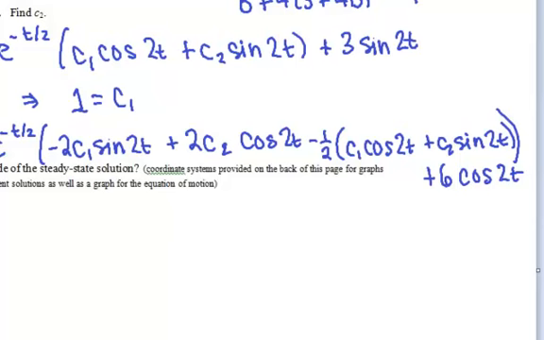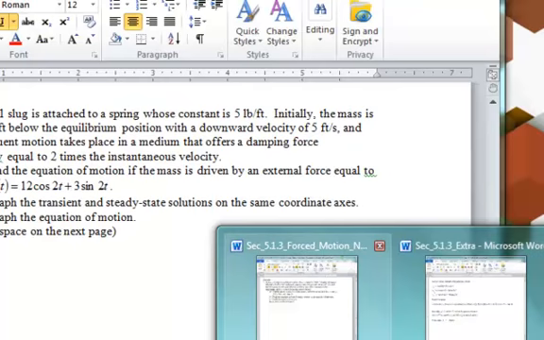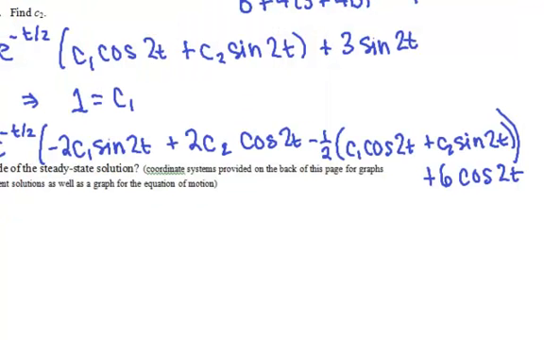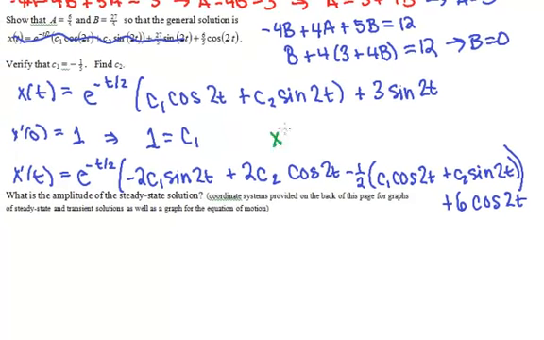Extend this. And I'm not even going to worry about simplifying because I'm just going to plug in right now. Downward velocity of 5 feet per second, so that means x prime of 0 equals positive 5. I'm going to do it kind of in the space up here. I'll use a different color, so hopefully it sort of stands out.